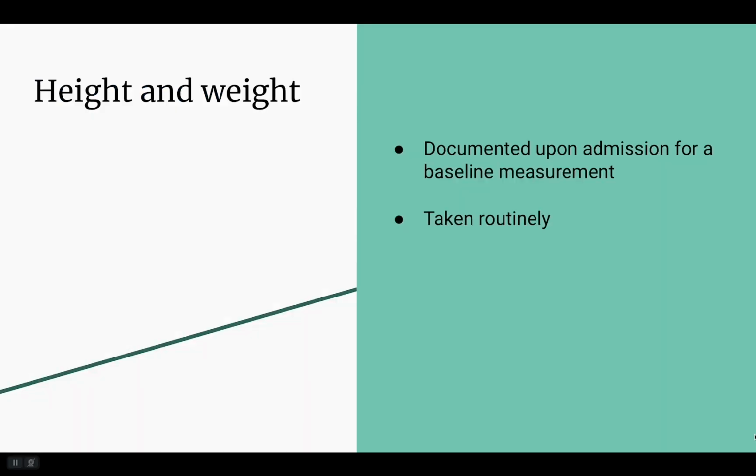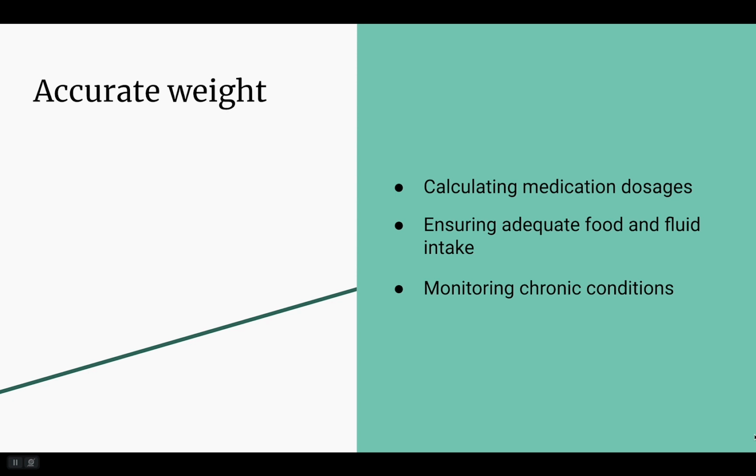Height and weight are documented upon admission to a facility as a baseline measurement and then taken routinely. Accurate weights are required for calculating medication dosages, ensuring adequate food and fluid intake, and monitoring chronic conditions such as heart failure, because weight gain is often the first indication of an impending problem.